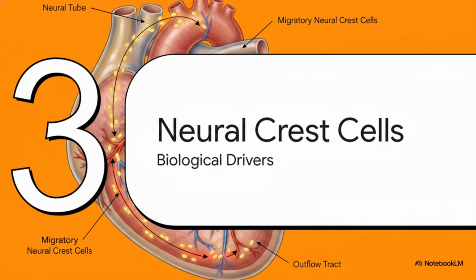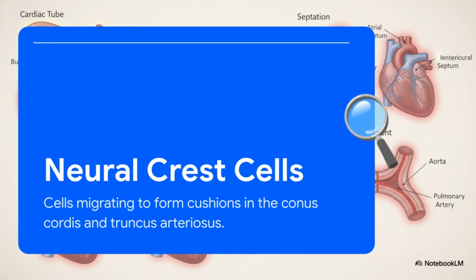Okay, Section 3, neural crest cells. These are our biological drivers. None of this complex spiraling happens by magic. The real drivers moving behind the scenes are the neural crest cells. These specialized cells are absolutely essential for proper outflow tract formation. They actively migrate directly into the conus cordis and truncus arteriosus to contribute to the endocardial cushion formation in this specific region. If their migration, their proliferation, or their differentiation is abnormal in any way, the entire conotruncal septation sequence just completely falls apart.